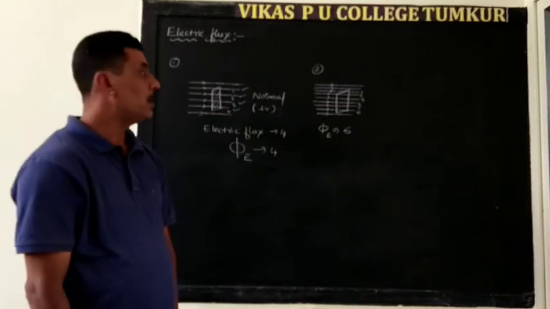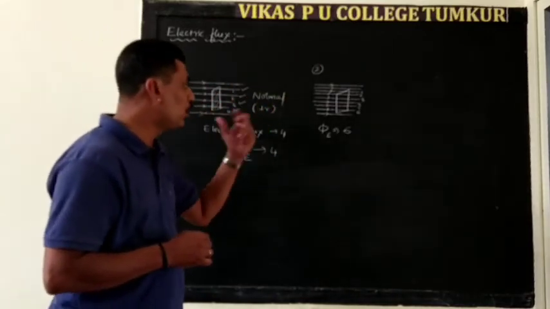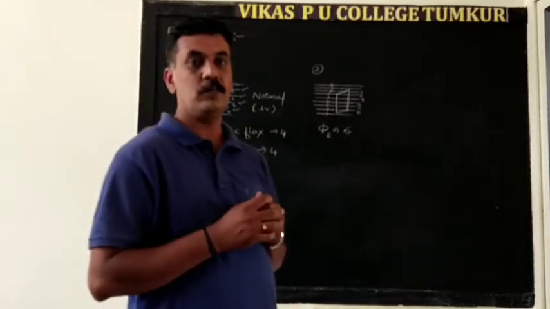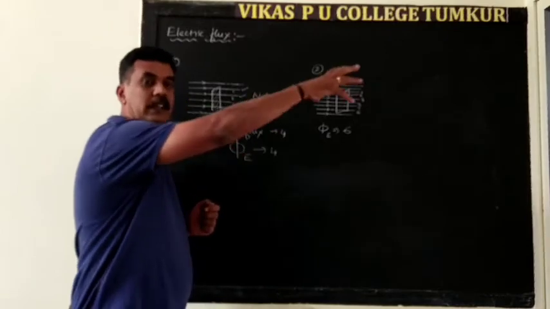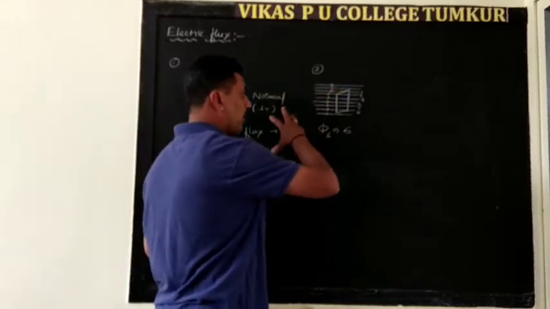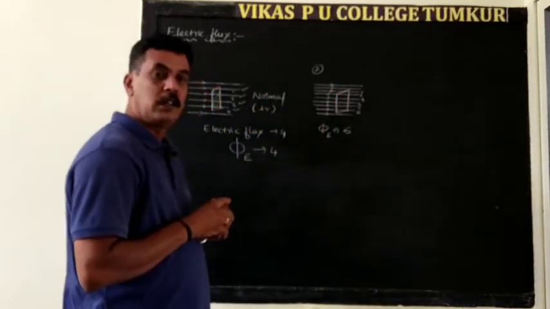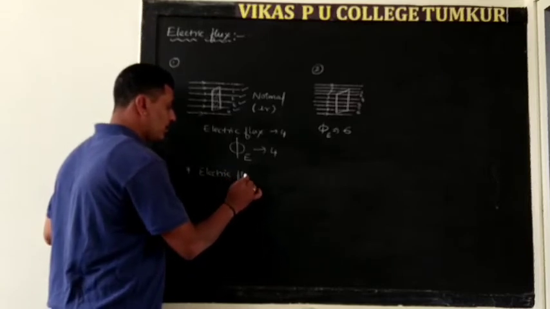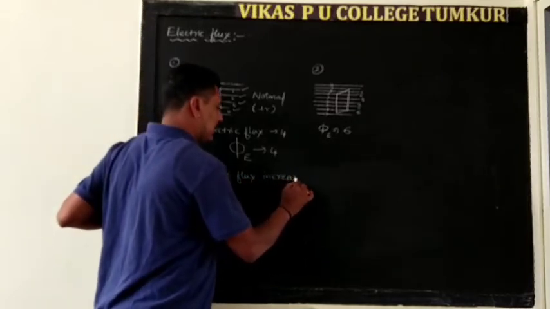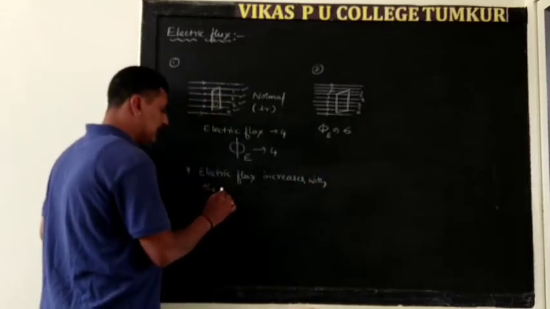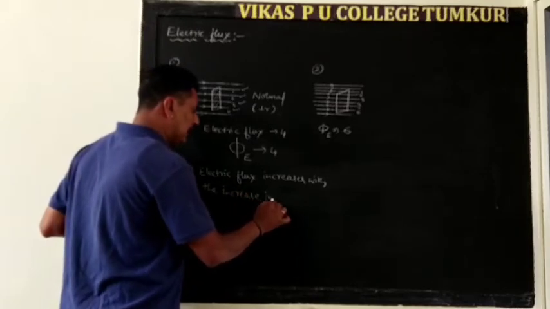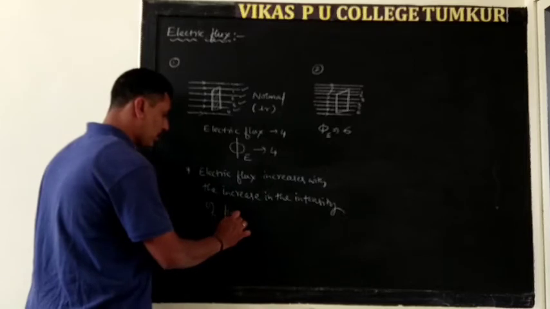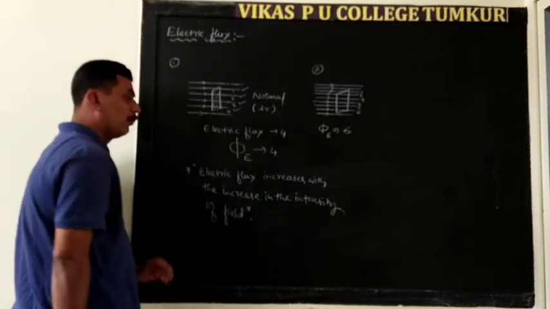So from this example, I can understand that if the intensity of the electric field is more, then the flux will increase. So flux through the given surface is dependent on the electric field. So I will make a note here: electric flux increases with the increase in the intensity of field. This is a statement that you need to remember.